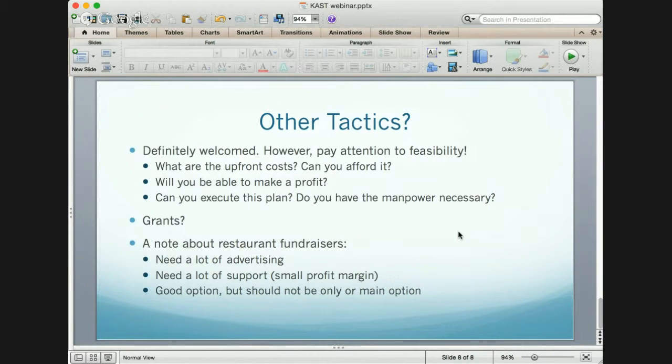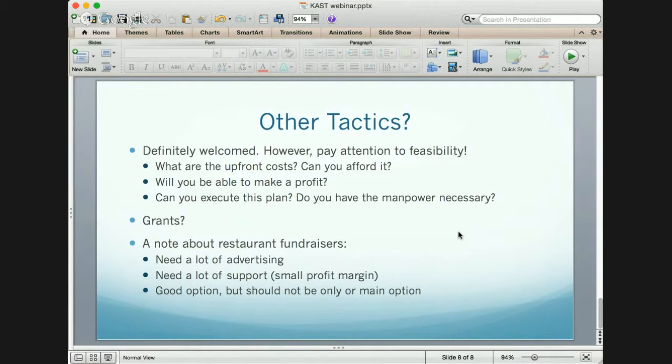If you want to try something else, either selling something else or a completely different idea, just make sure you consider the upfront costs. You want to make sure that it's something that, A, isn't prohibitive, and B, you can recoup later. You also want to consider if you'll be able to make a profit. Expending all that effort just to break even is not an ideal situation. And you also want to make sure that you can execute whatever plan you have.